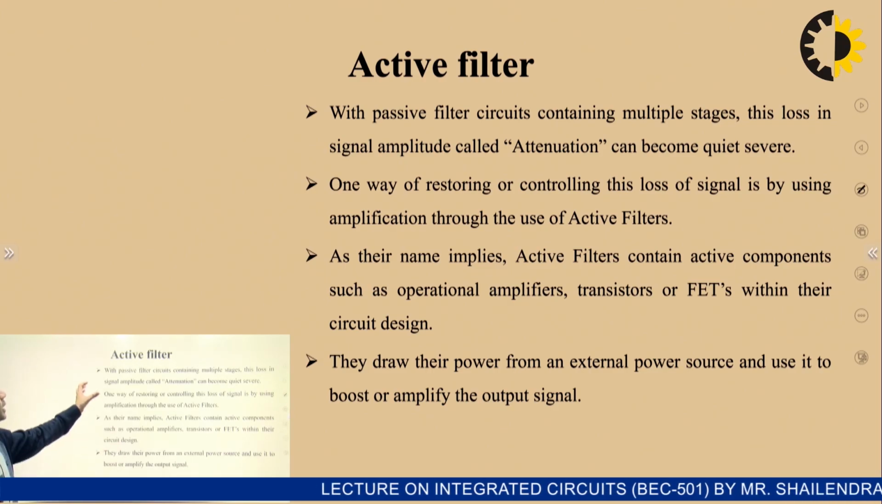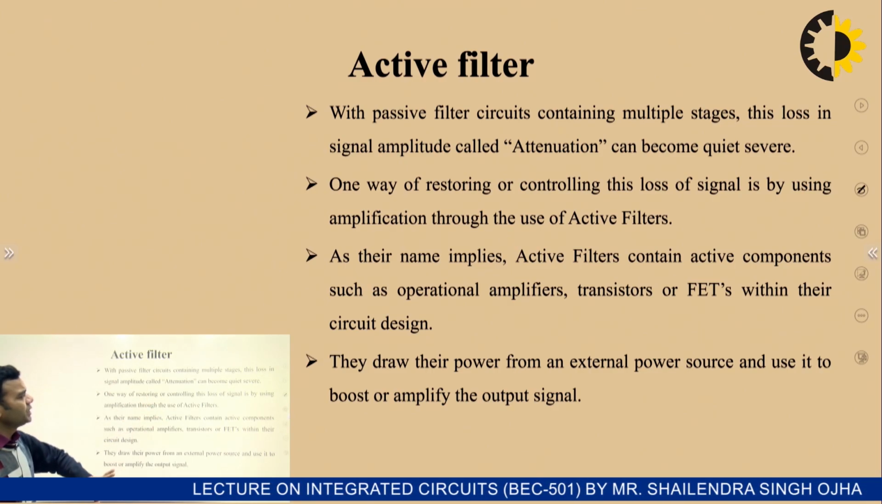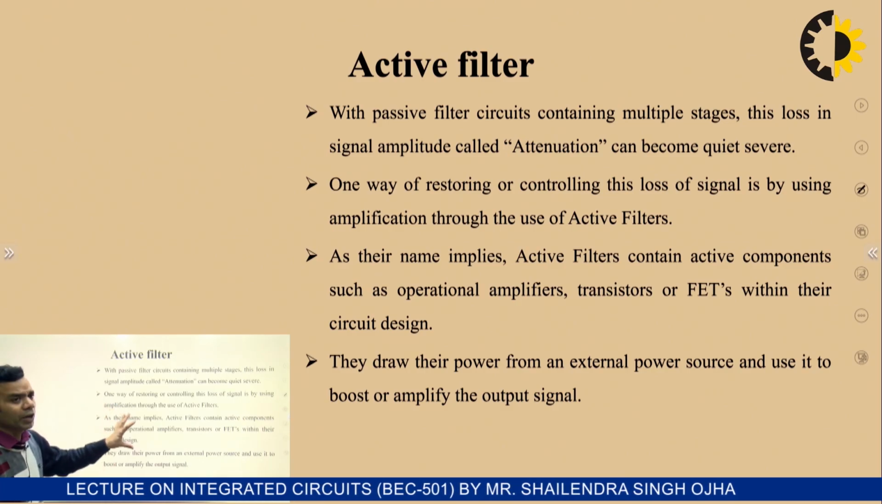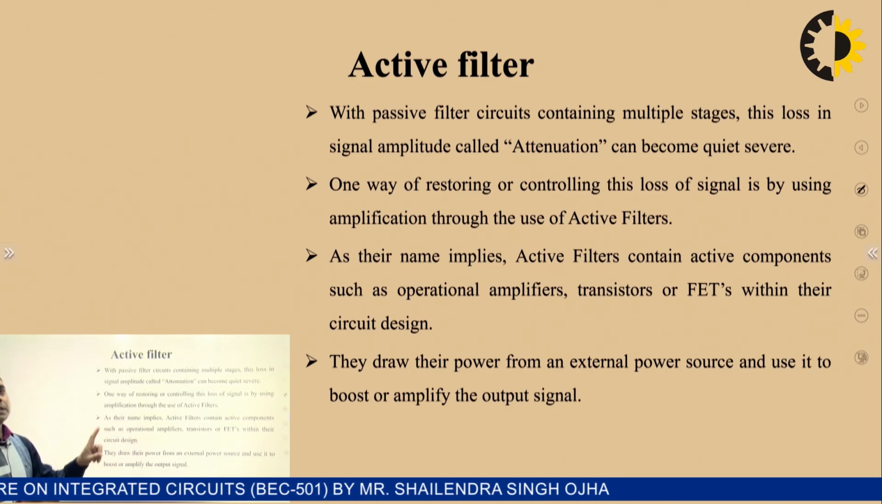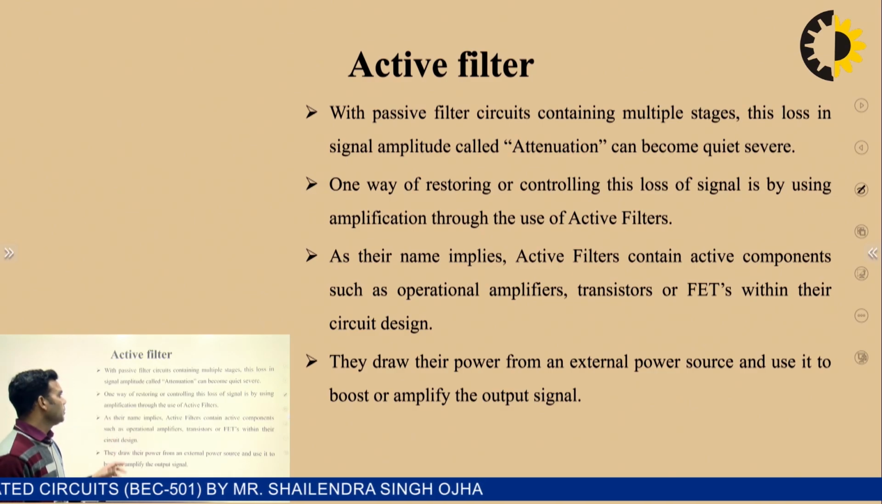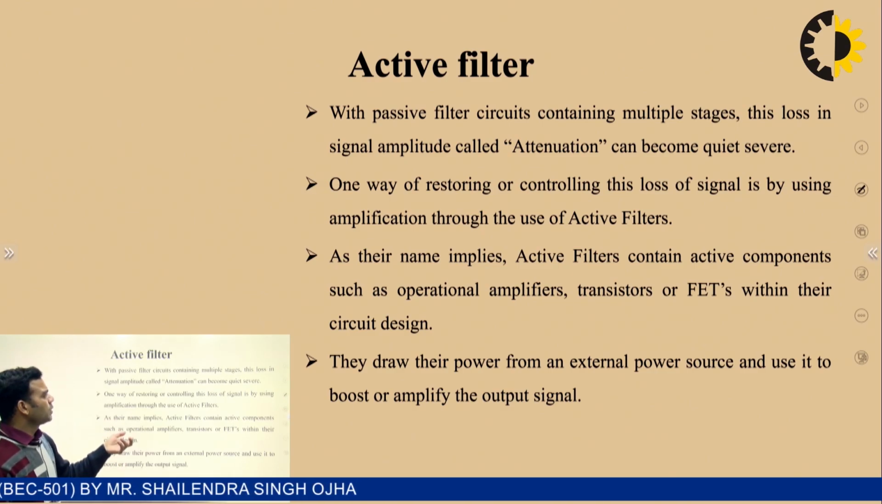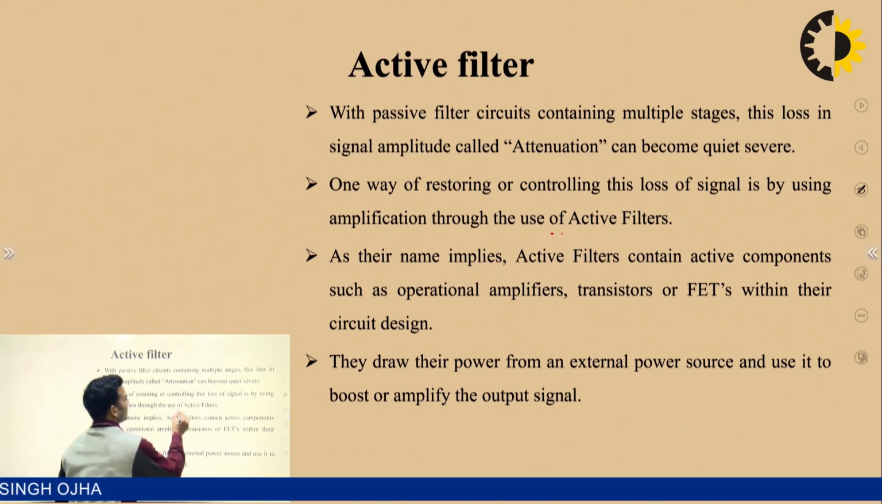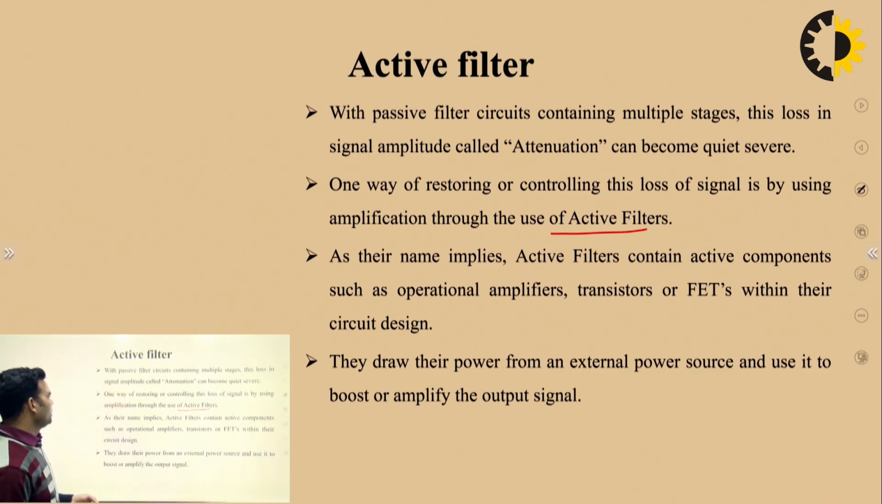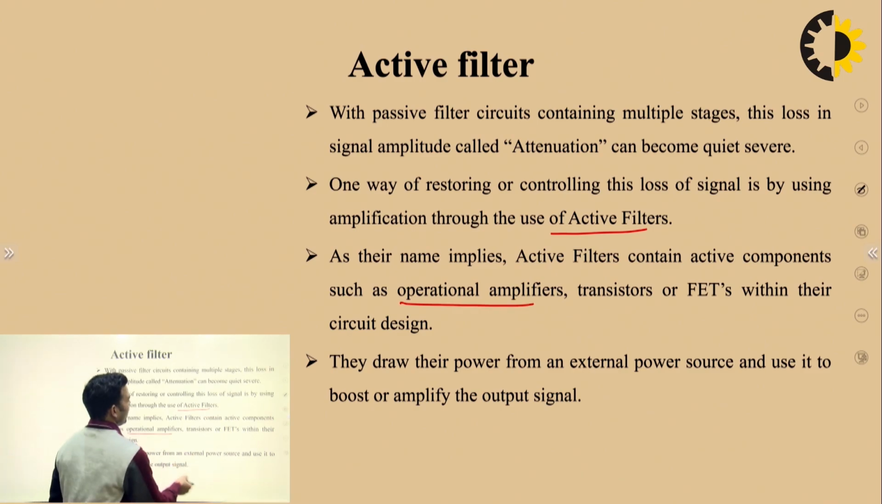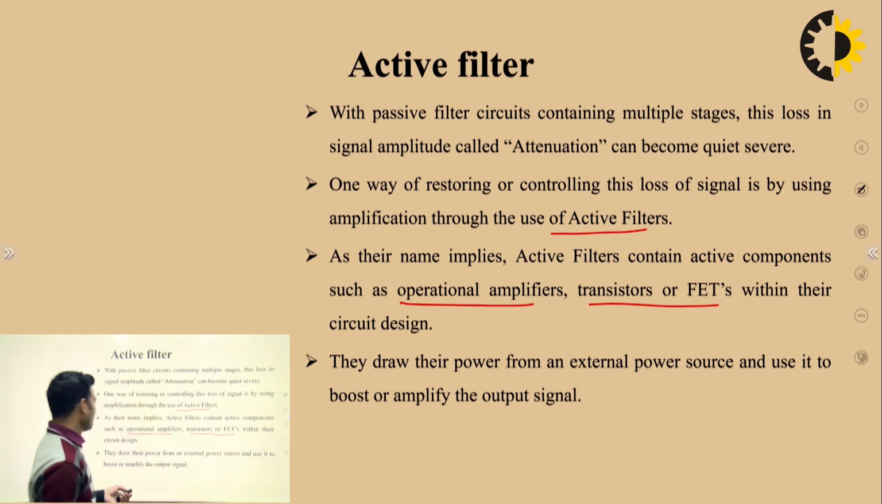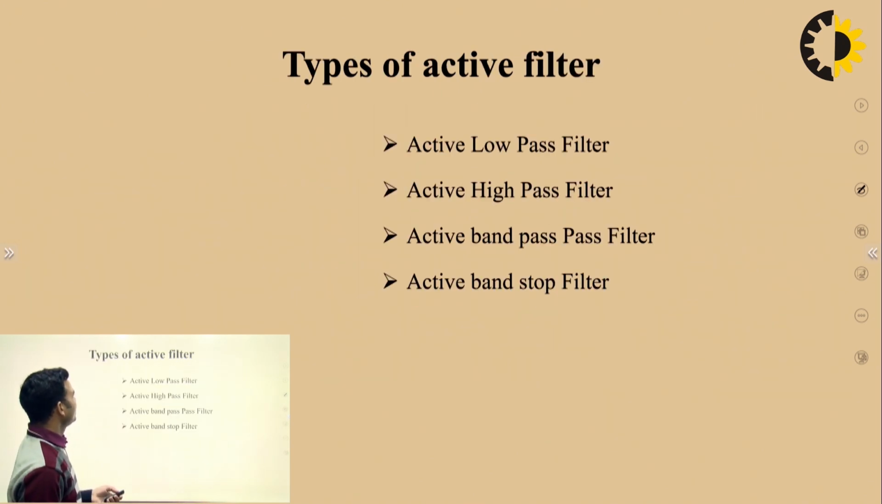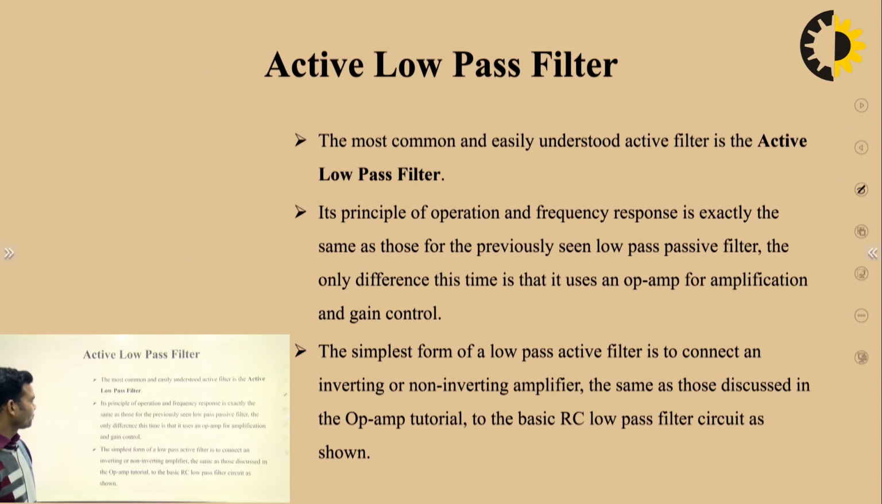In a passive filter circuit containing multiple stages, there is a loss in the signal amplitude called attenuation. This is the disadvantage of passive filters. So, one way of controlling this loss of signal is by using amplification through the use of active filters, and active filters can use either operational amplifiers, transistors or FETs. So, generally we will use active filters, and active filters are categorized as active low pass filter, active high pass filter, active band pass filter and active band stop filter.